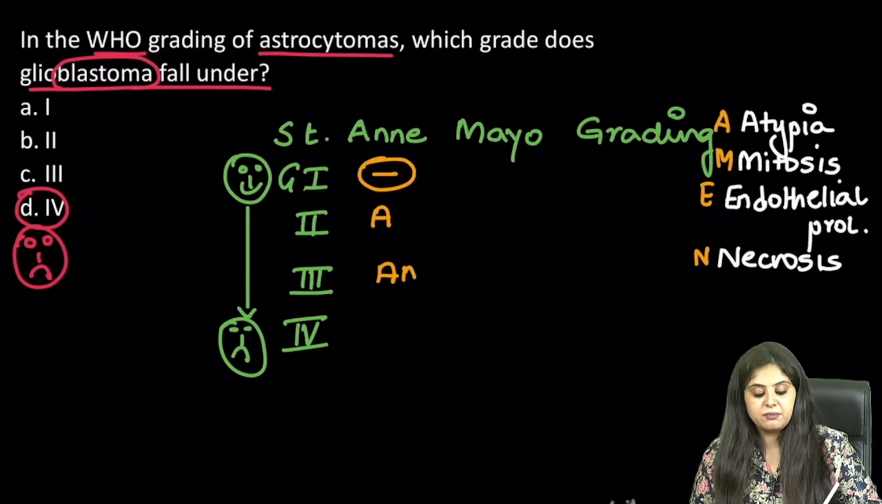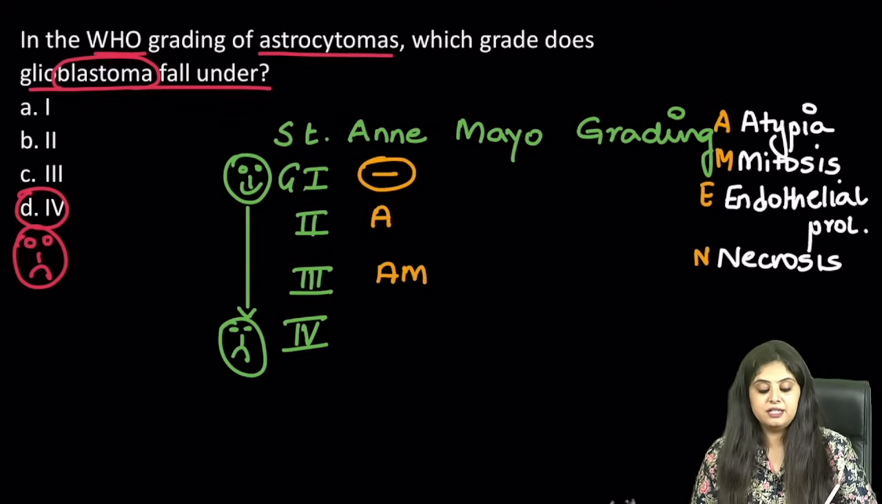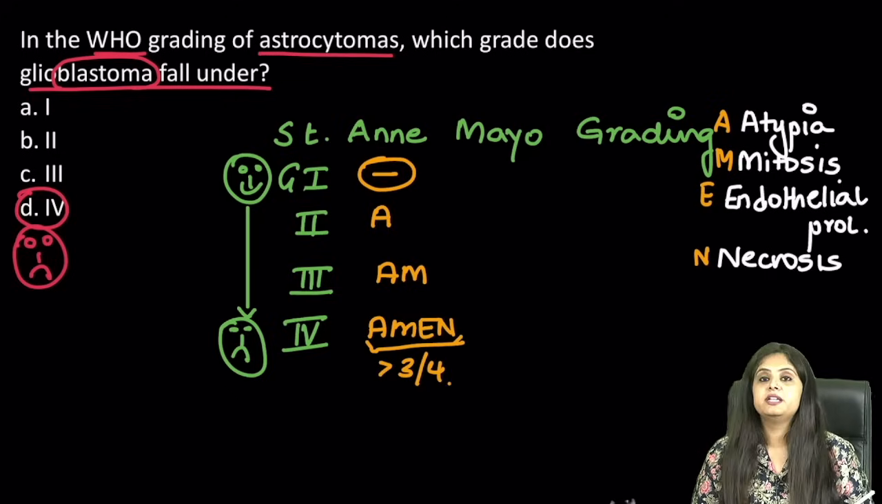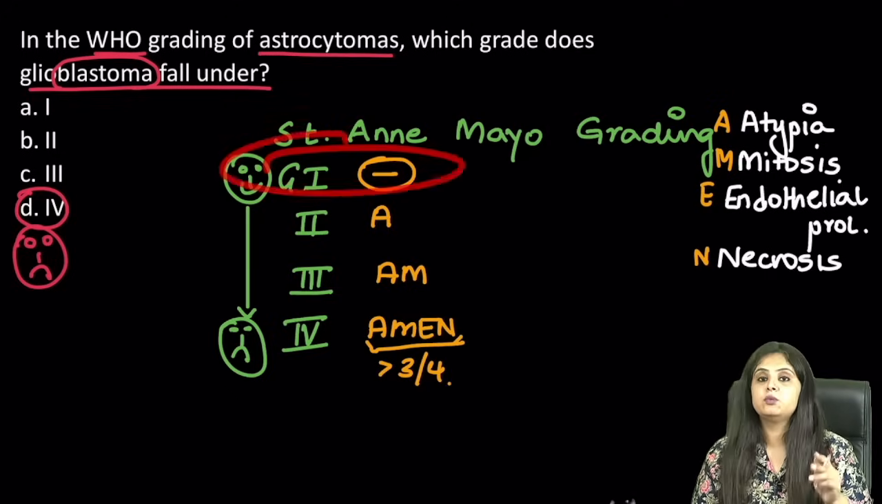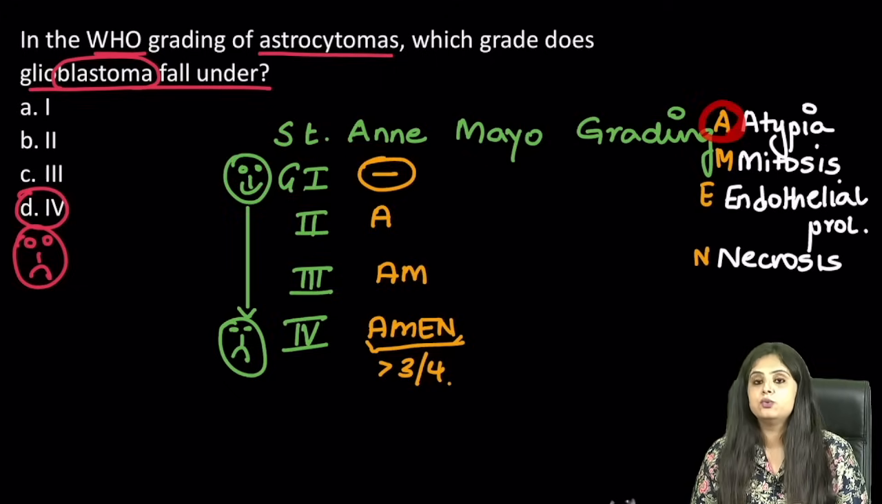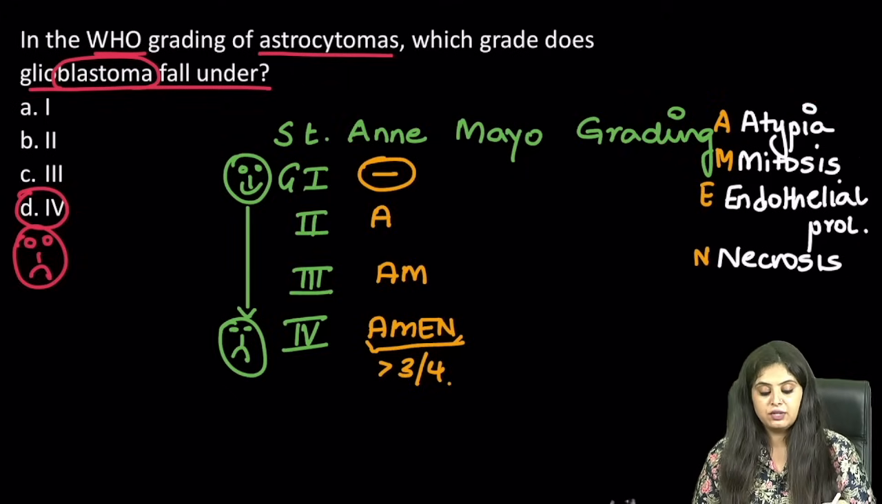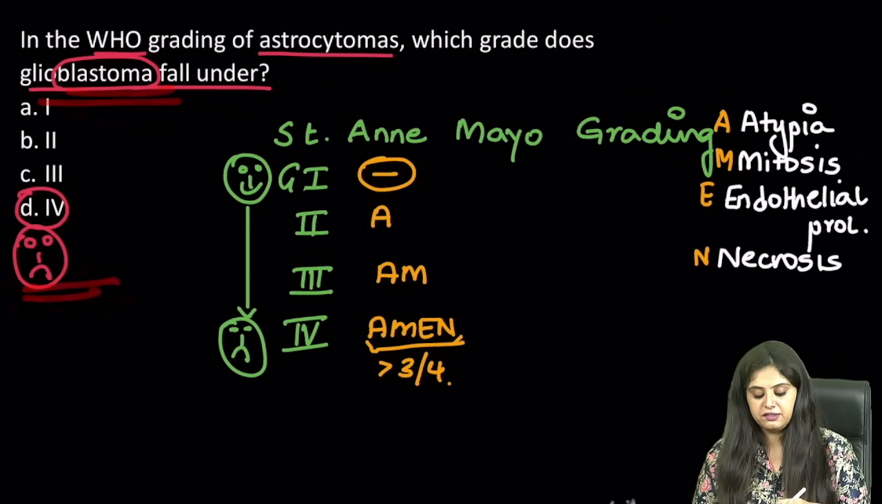When atypia and mitosis are present, it is grade 3. And when any 3 of these 4 are present, that is going to be a grade 4 brain tumor. So repeating: nothing present, grade 1; only atypia, grade 2; atypia and mitosis, grade 3; and any 3 of these 4 present, grade 4. So glioblastoma or anything blastoma is grade 4.